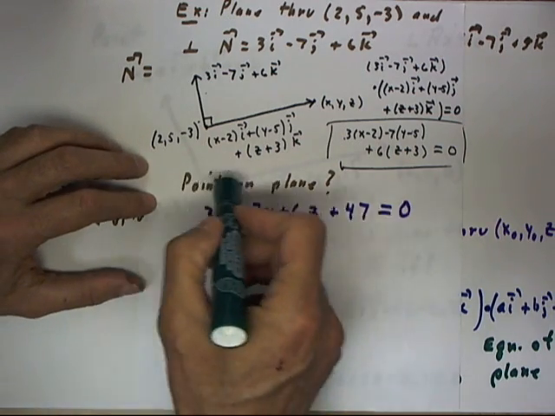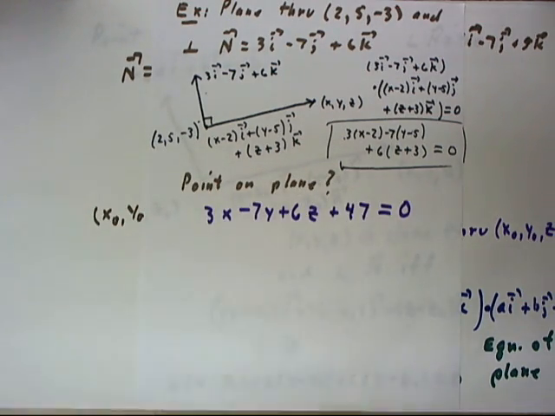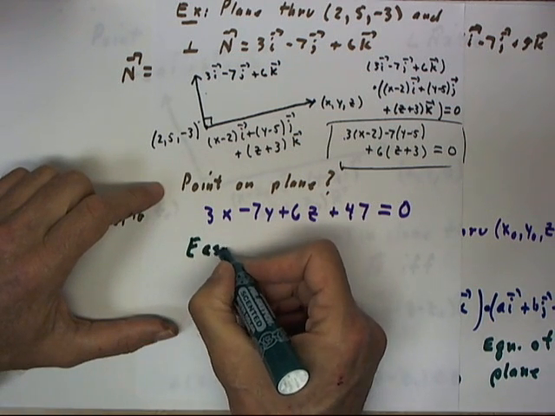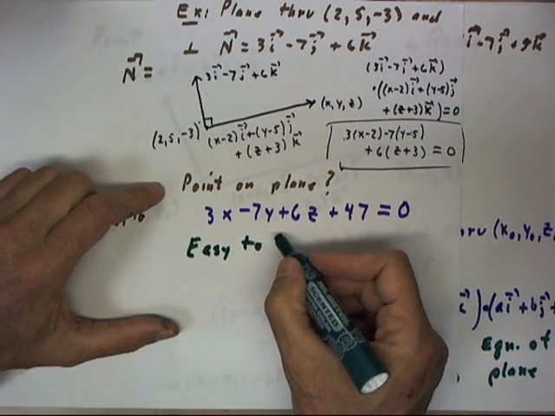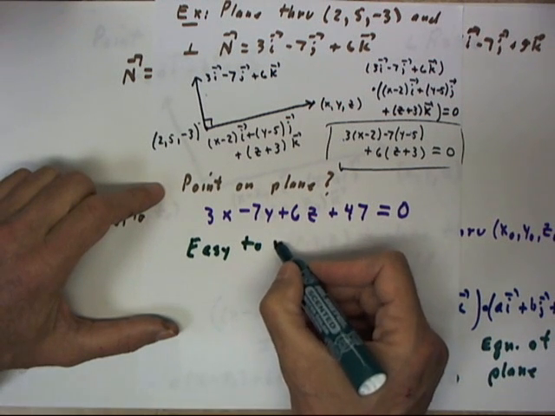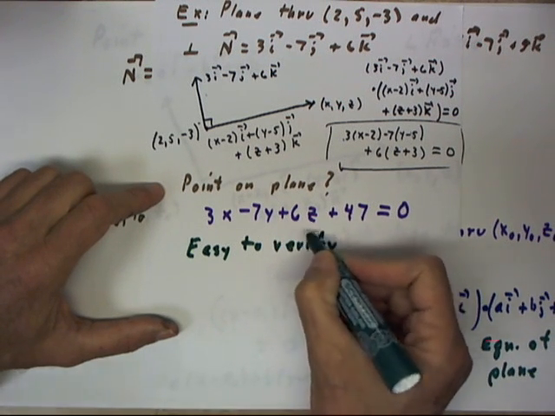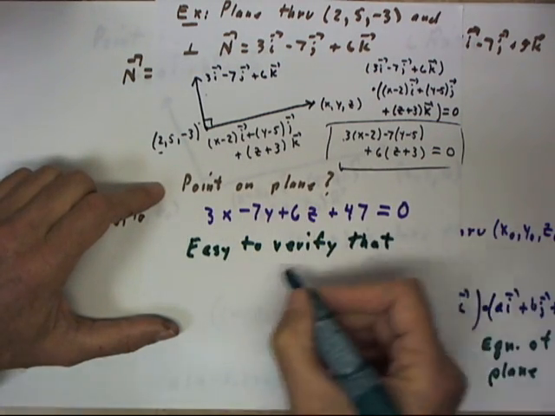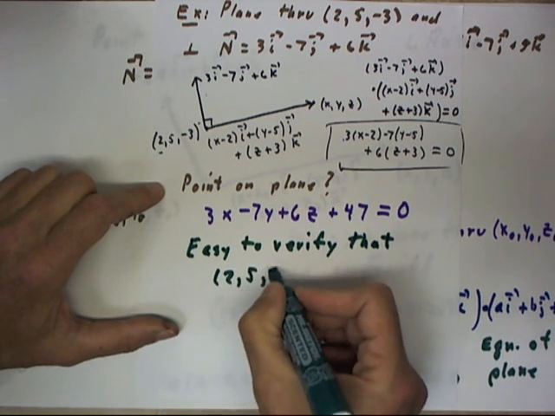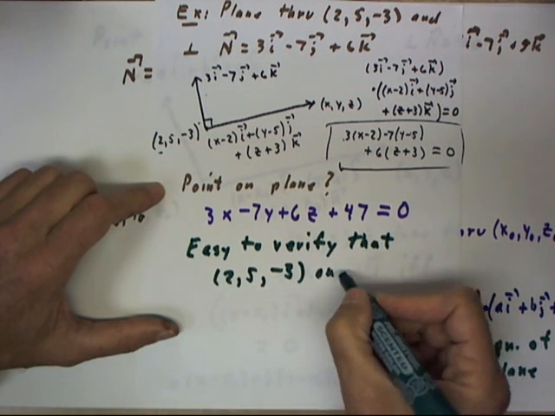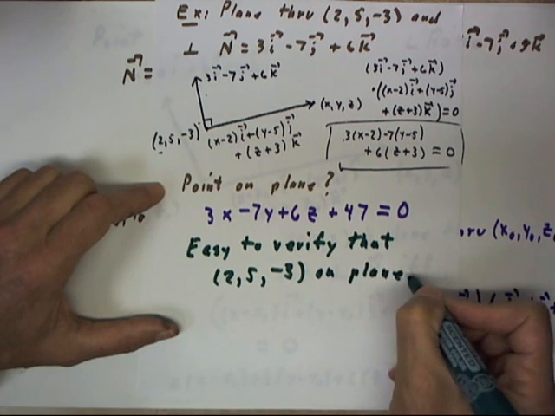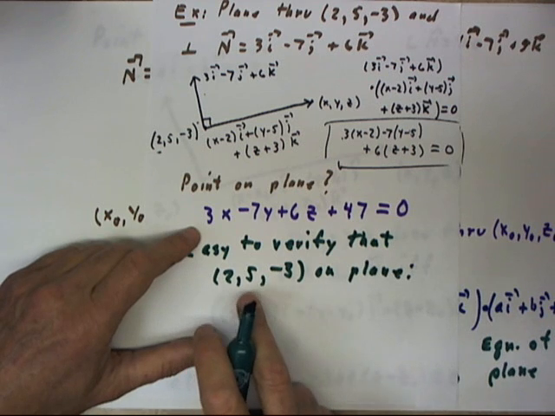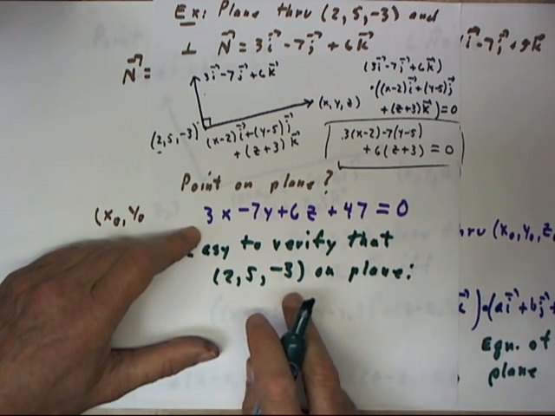We ask, what would be a point on this plane? Well, we can find a point, and actually right now we're going to verify that 2, 5, negative 3 is on the plane. And to do that, we simply plug 2 in for x, 5 for y, and negative 3 for z.